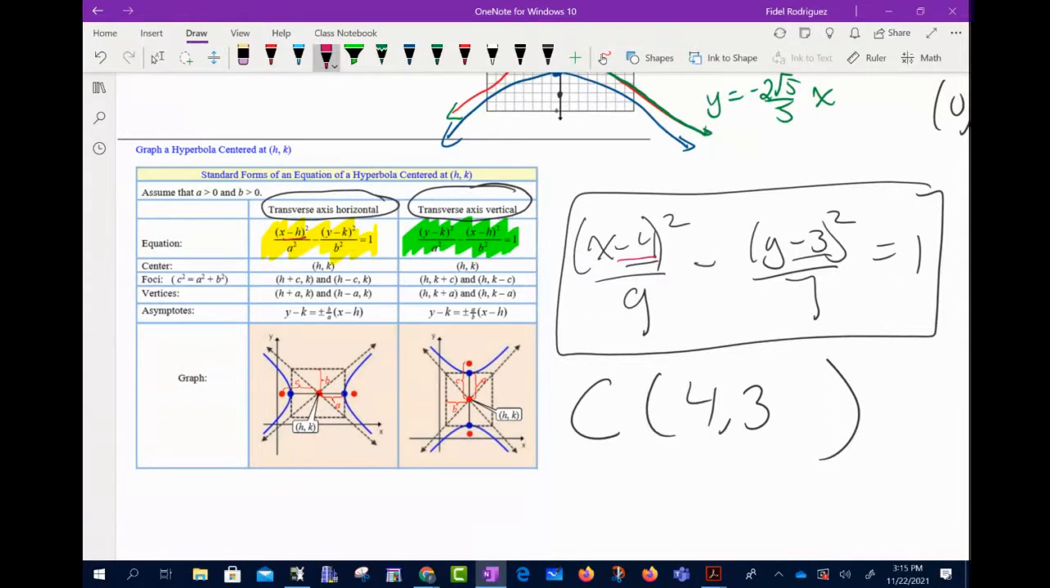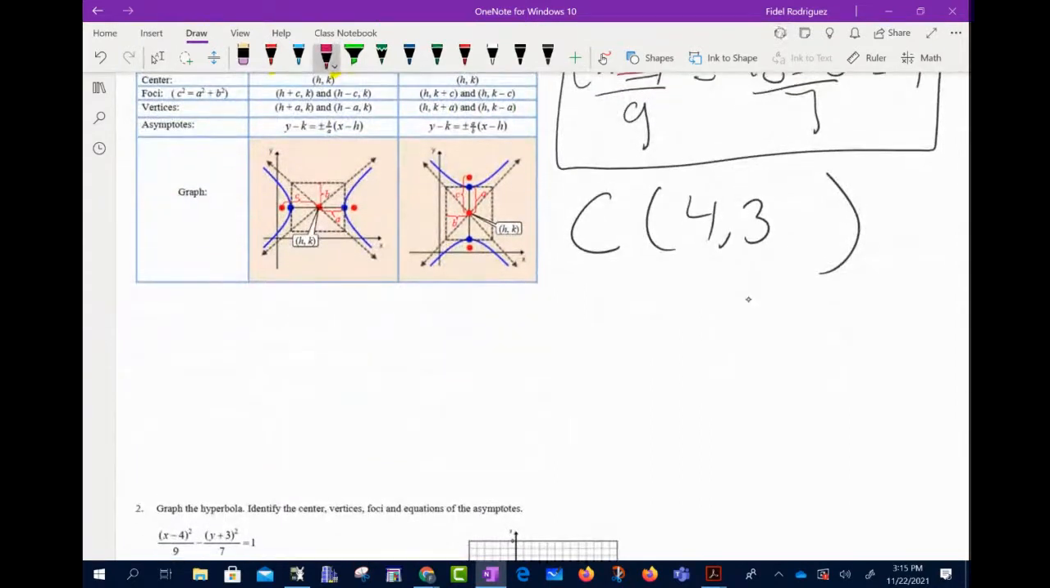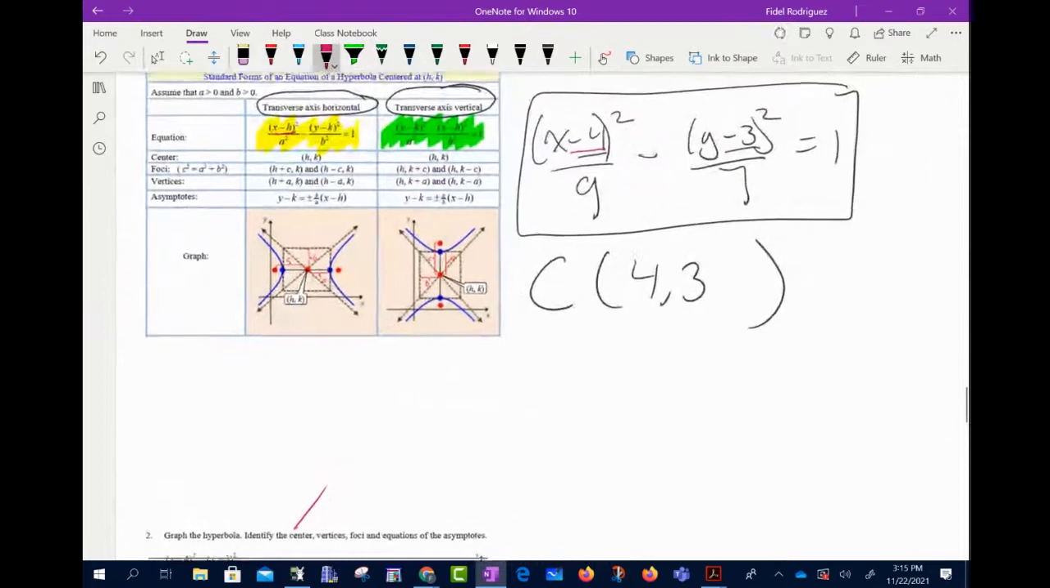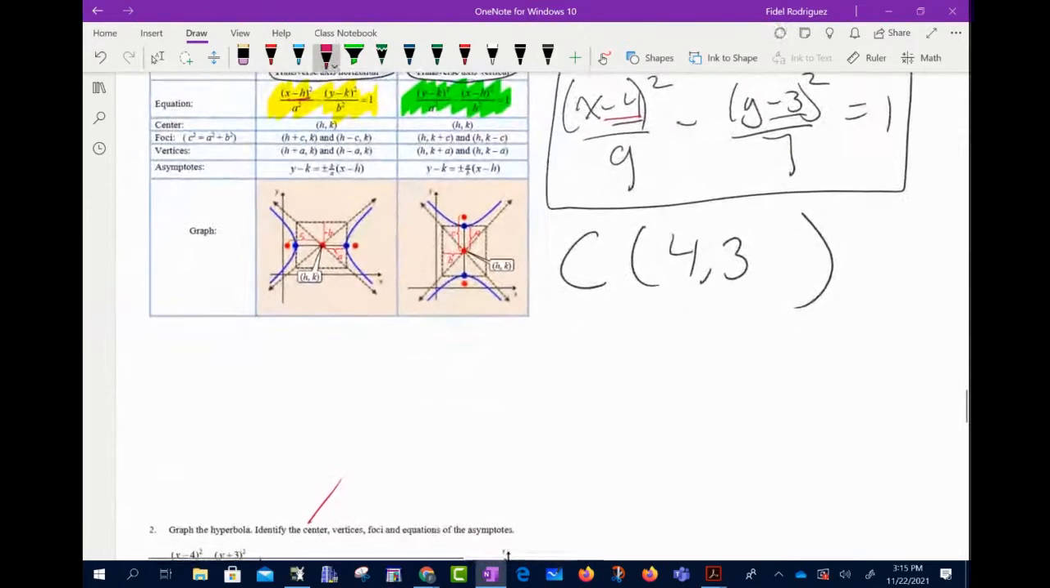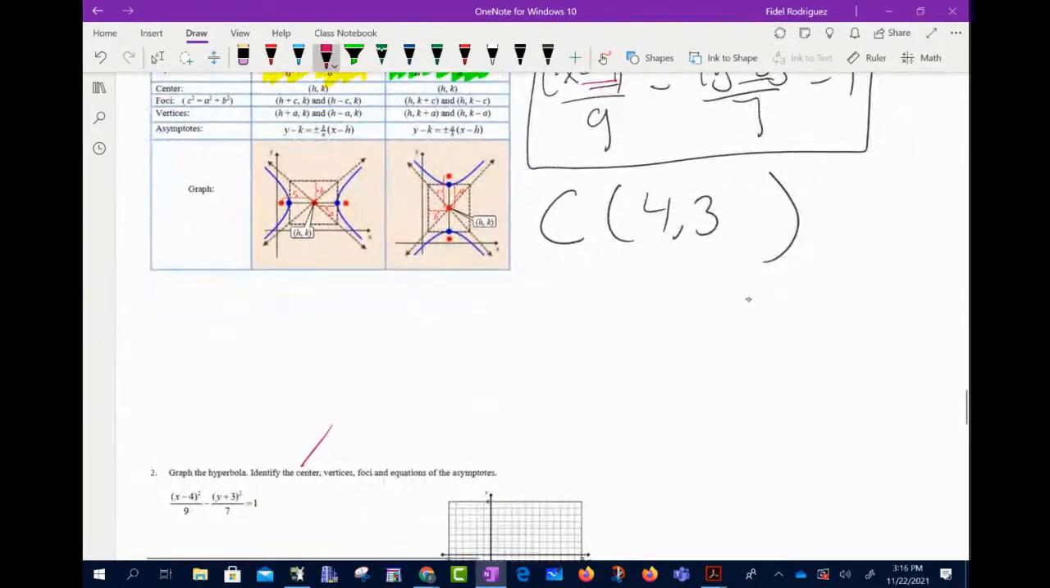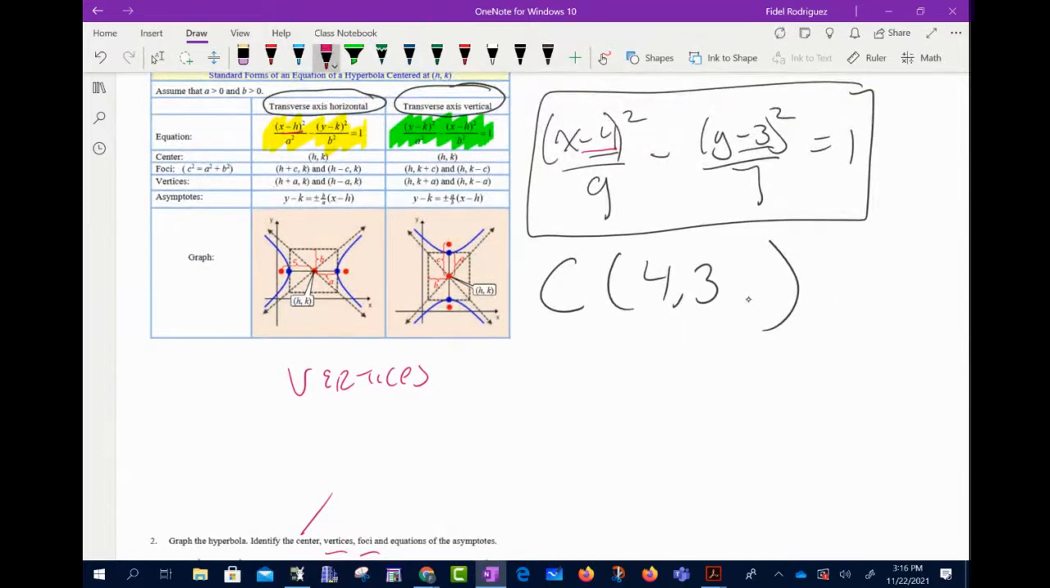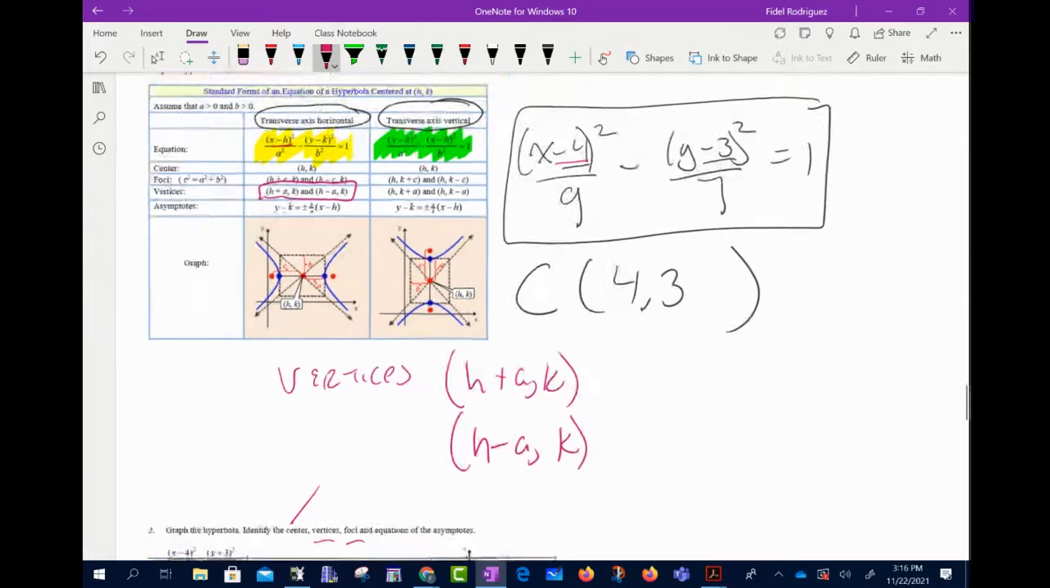All right, so we got the center done. So we found the center. We want to find the vertices. The way we're going to find the vertices, y'all, and I'm just going in order of what they're asking me to do here. So let's see if we can find the vertices. The vertices are going to look like this: h plus a and k, and h minus a and k.